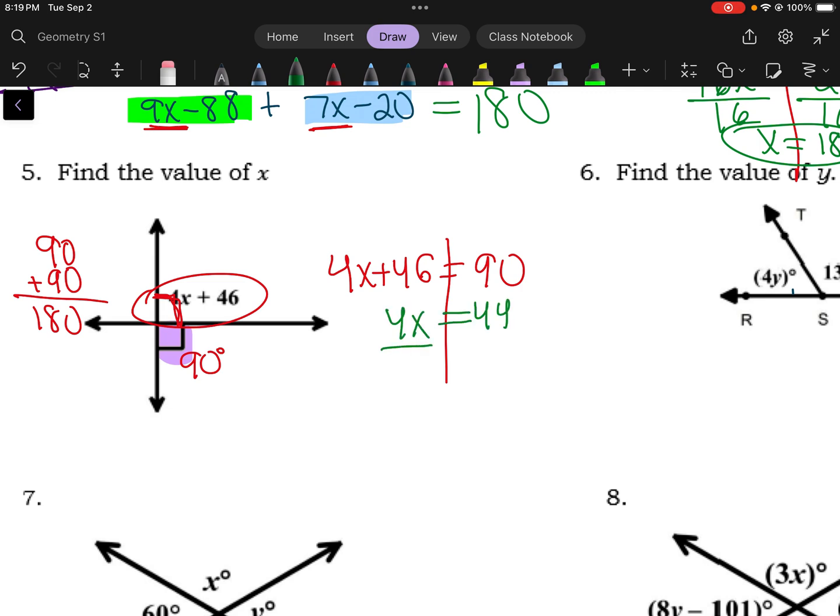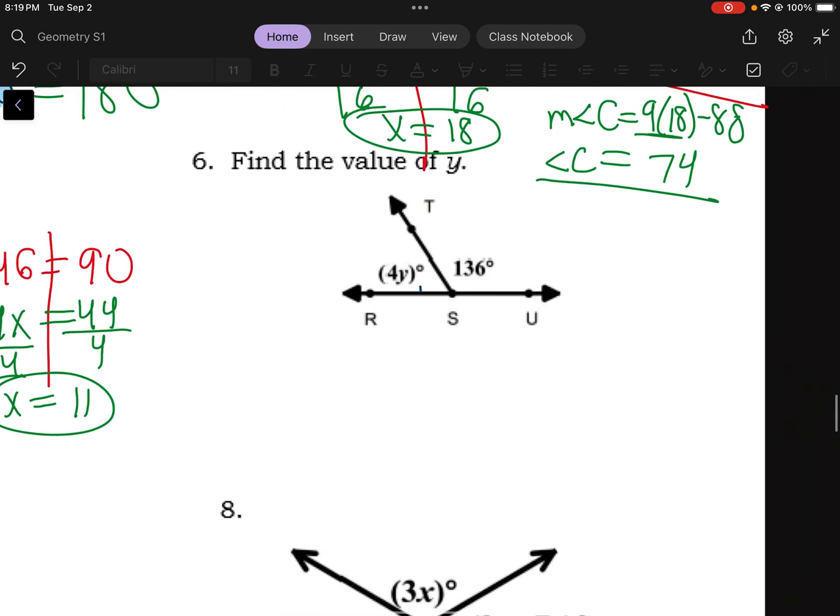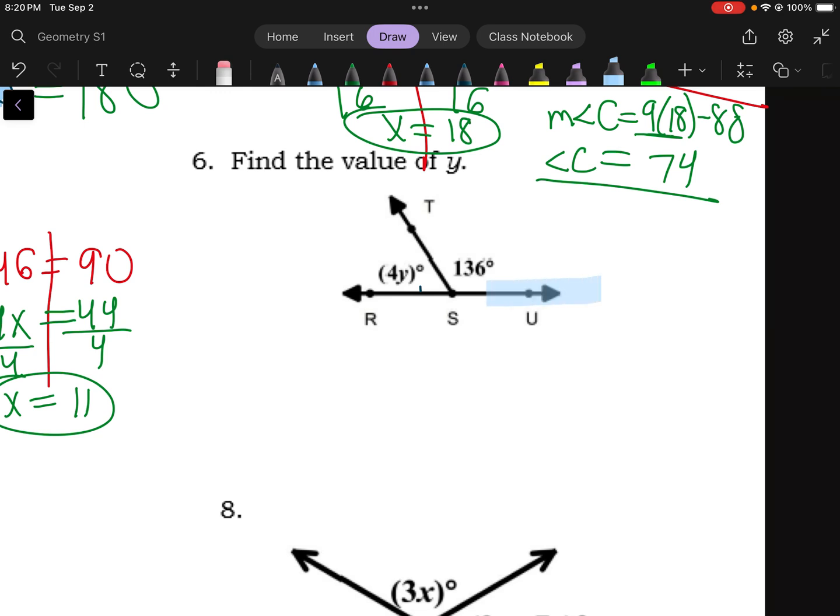So 4x equals 44. Divide by 4 on both sides, and x equals 11. Okay, so that's why x equaled 11 for number 5. Number 6. Now, again, look at your clues to see what's going on.